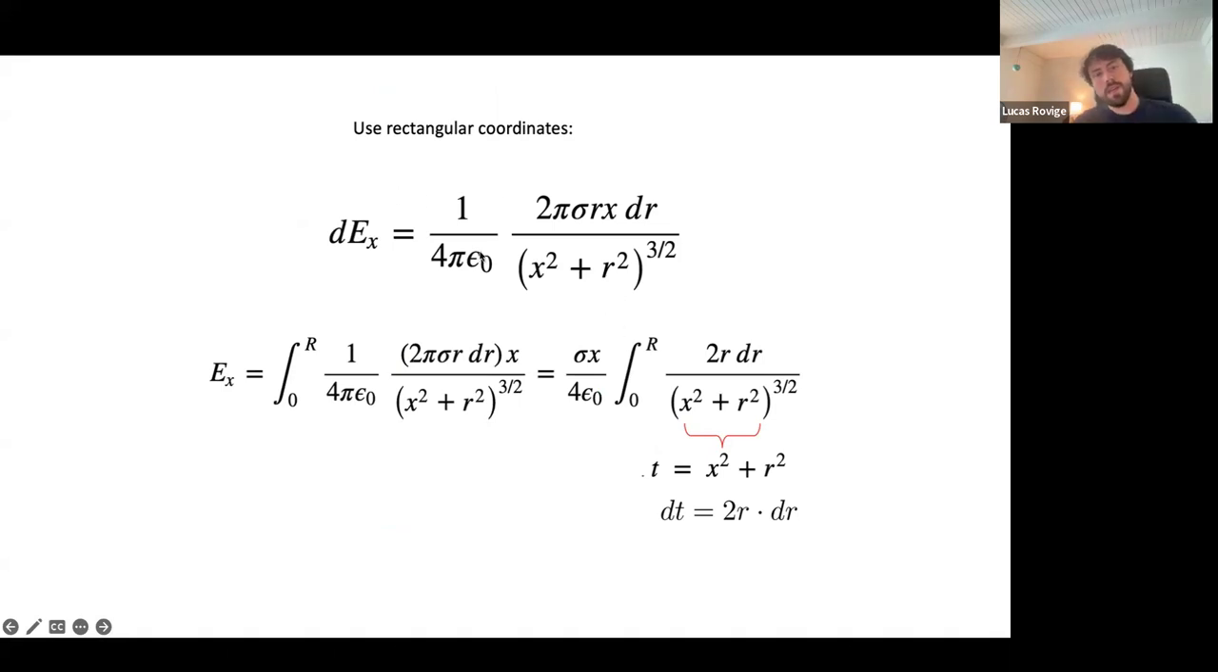Okay, and now we can estimate the small electric field caused by this small element of charge dq. And so the small element is 1/4πε0 multiplied by the charge. So this is dq.